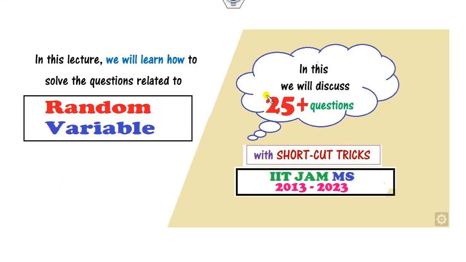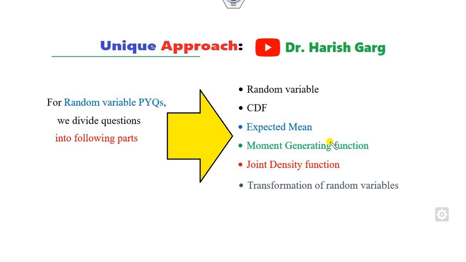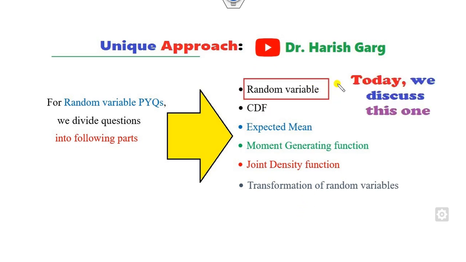So as I told you, I will cover the 25 plus questions in this random variable, all with the help of shortcut tricks. Since the random variable topic is a very vast topic in IIT JAM Mathematics, I will divide it into 6 subtopics such as random variable, CDF, expected mean, moment generating functions, and more. In this lecture, I will cover all those questions related to the random variable. After this lecture, I will cover the CDF, expected mean, and many more.